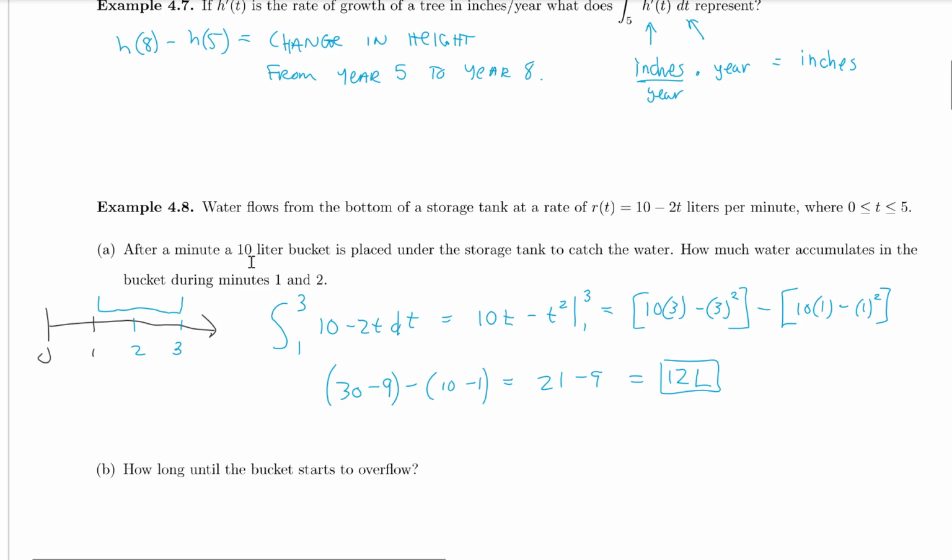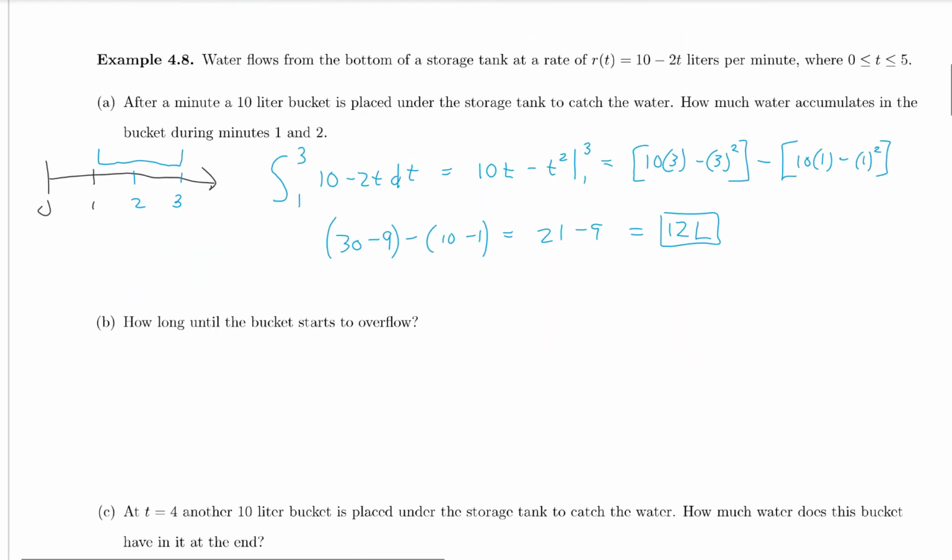But wait a minute, this doesn't make any sense because the bucket only had a capacity of 10 liters. So the bucket must have been overflowing at some point. And we can actually use calculus to figure out when the bucket started to overflow. So let's go and take a look at that for our next example.